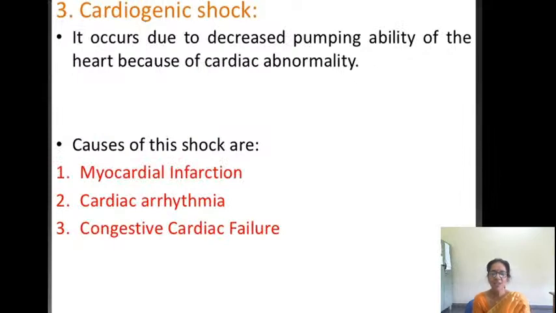Coming to the next one, cardiogenic shock. Cardiogenic means something to do with your heart. It occurs due to decreased pumping ability of the heart, because there is some abnormality in the heart. So cardiac output has decreased. What are the causes of this shock? Myocardial infarction, cardiac arrhythmias, congestive cardiac failure, or severe valvular dysfunctions, all of which lead to decreased pumping ability of the heart. So your cardiac output has reduced. So this is cardiogenic shock.